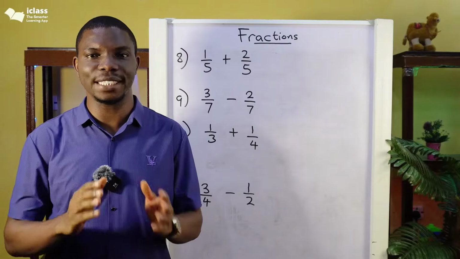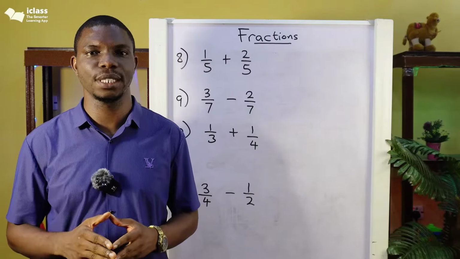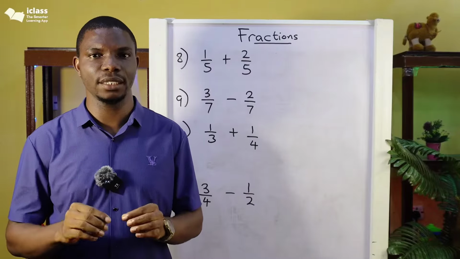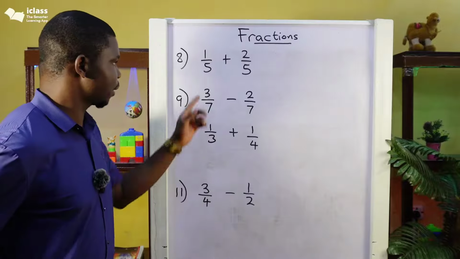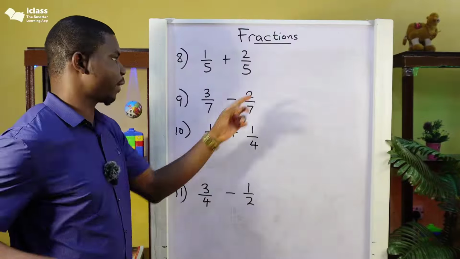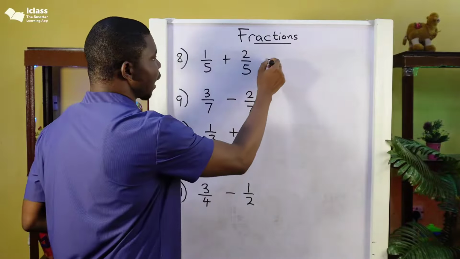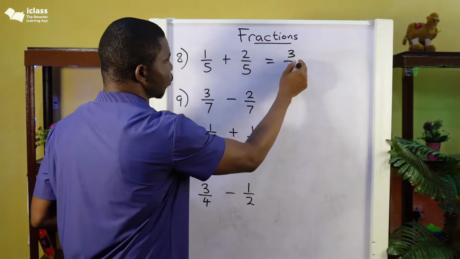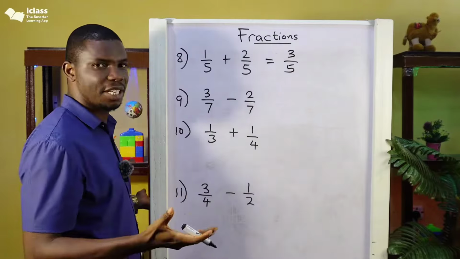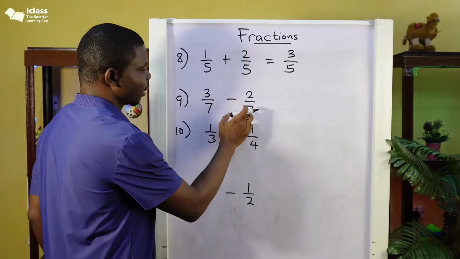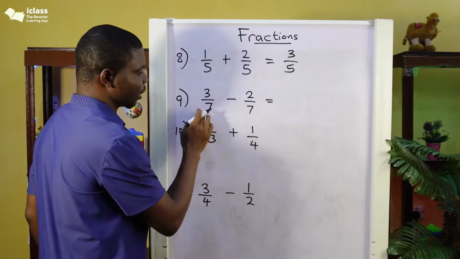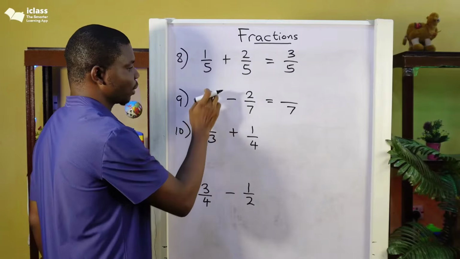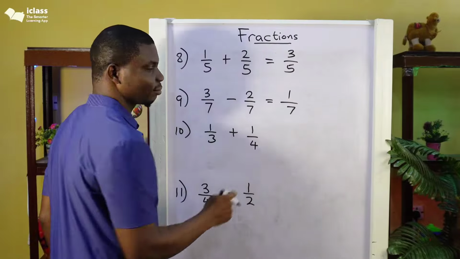We now move on to addition and subtraction of fractions. Now, when you are adding or subtracting fractions with like denominators like this, you can see 5 and 5, all you need to do is just to add the numerator. 1 plus 2 is 3 over 5. Easy, right? Subtracting fractions with the same denominator, all you need to do is to subtract the numerator. 3 minus 2 is 1.